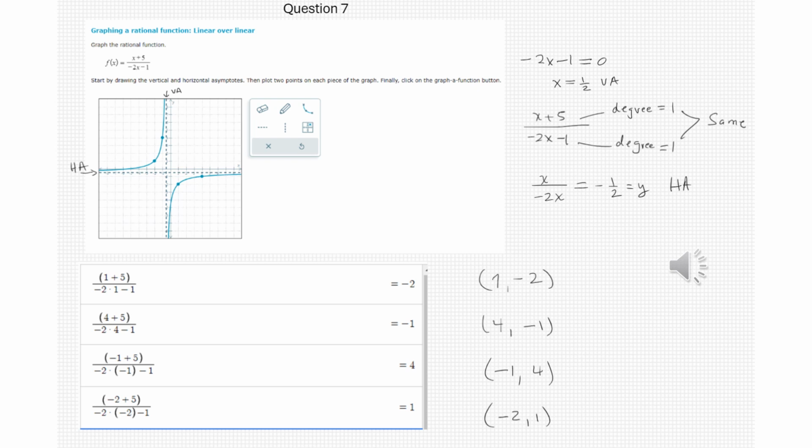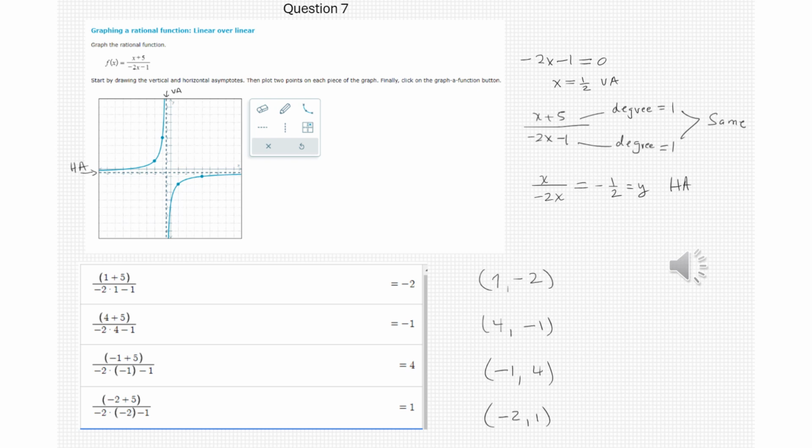After that, we do the degree analysis. In this case, the degree is 1 in the top and 1 in the bottom. It's the same. This confirms that we have a horizontal asymptote at the ratio of the leading terms.